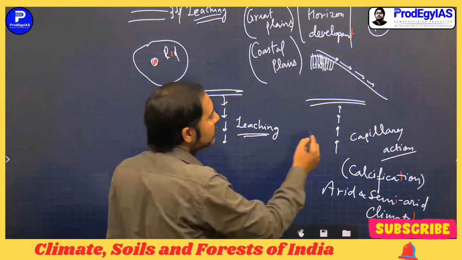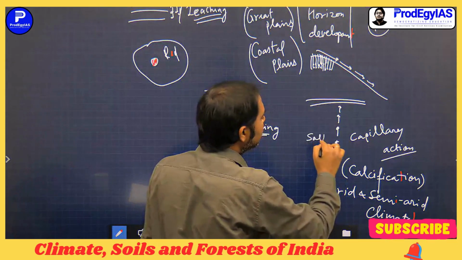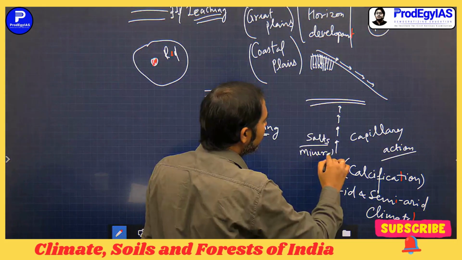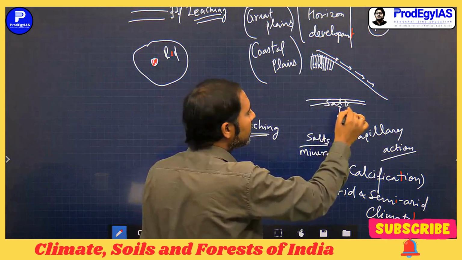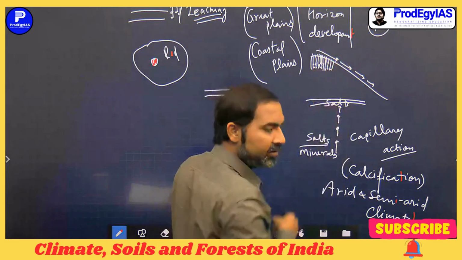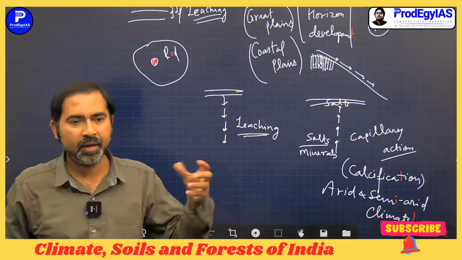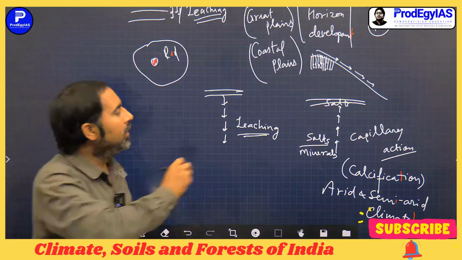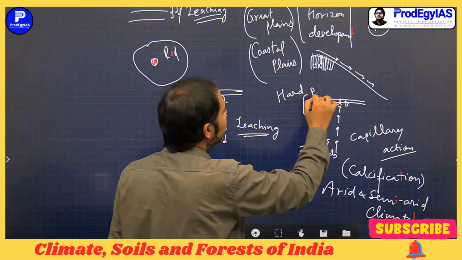So what happens? The salts and minerals which were in lower horizons come up to here, right? That is why the upper horizons become salty, with more accumulation of salts and alkaline minerals in the upper horizons. It becomes a saline and alkaline soil. It makes a hard pan here.